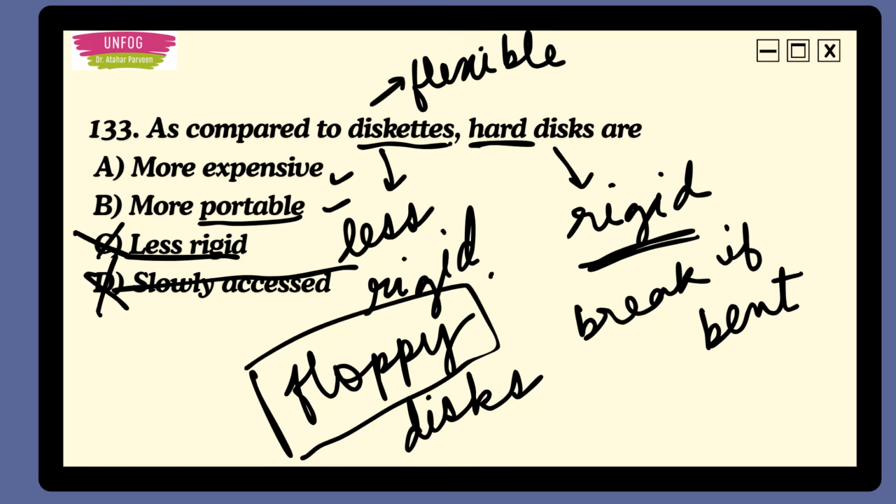So, we know hard disks are easy to carry, but diskettes are also easy to carry. So you cannot bring portability in question here. There might be a slight difference in size. Hard disks might be smaller than diskettes, but they are both easy to carry. So this also you can eliminate. So the only option left is more expensive. So this is your correct answer. As compared to diskettes, hard disks are more expensive.